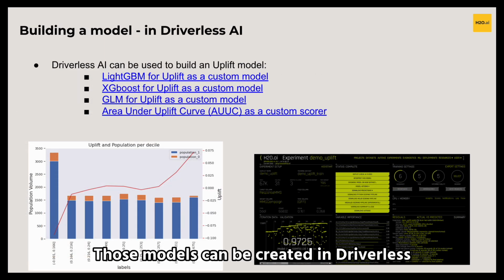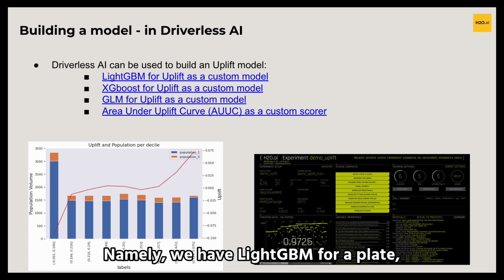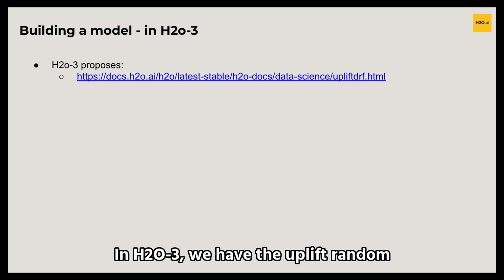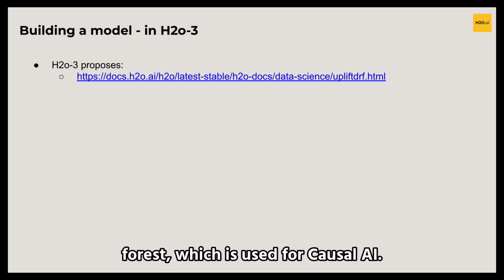Those models can be created in Driverless through the use of custom recipes, which are available on our public repository. Namely, we have LightGBM for Uplift, XGBoost, GLM, as well as a custom scorer, the area under the Uplift curve, that can be used in Driverless AI. In H2O3, we have the Uplift random forest, which is used for Causal AI.